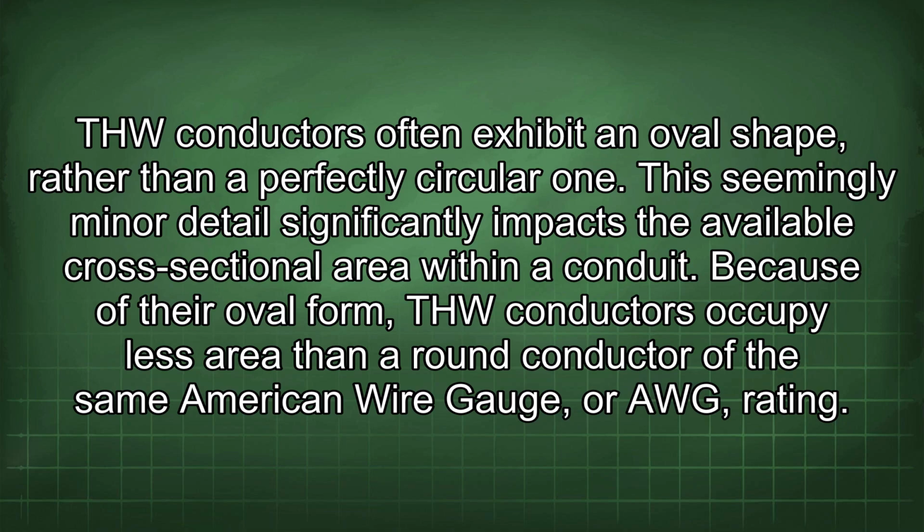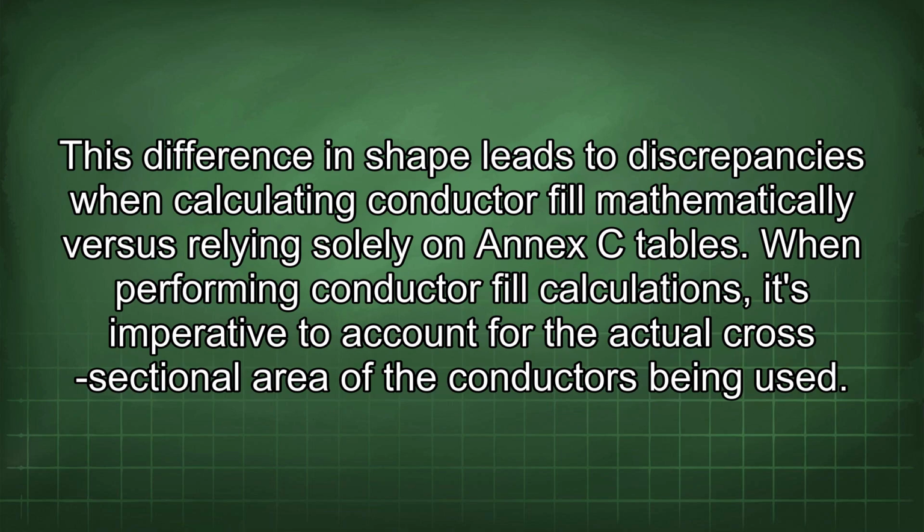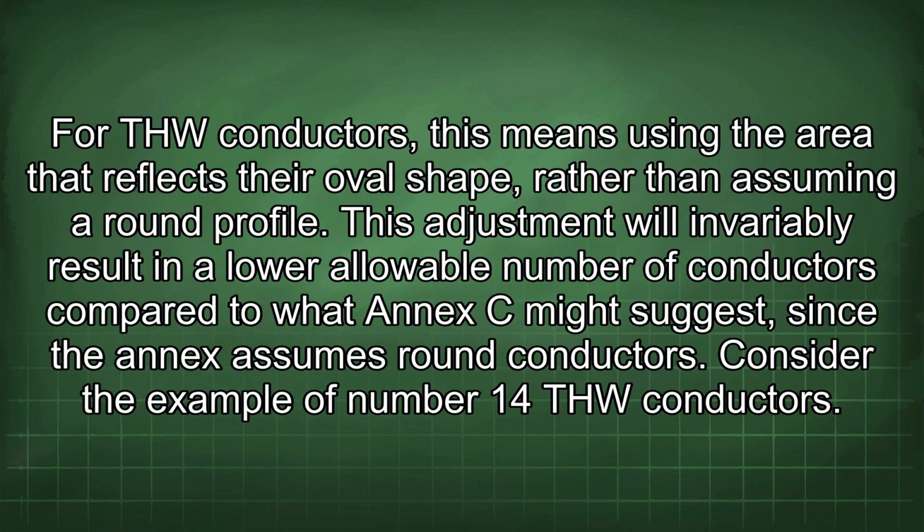or AWG rating. This difference in shape leads to discrepancies when calculating conductor fill mathematically versus relying solely on Annex C tables. When performing conductor fill calculations, it's imperative to account for the actual cross-sectional area of the conductors being used. For THW conductors, this means using the area that reflects their oval shape, rather than assuming a round profile. This adjustment will invariably result in a lower allowable number of conductors compared to what Annex C might suggest, since the Annex assumes round conductors.